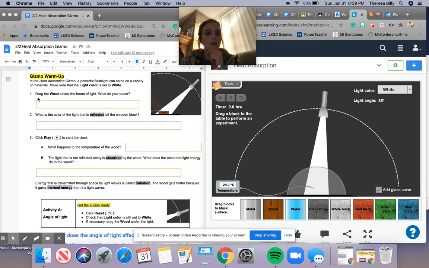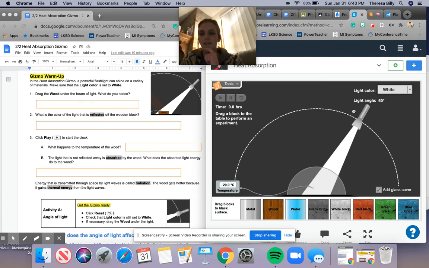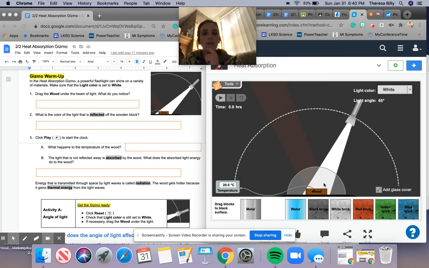Okay. So the gizmo warm-up. Step number 1, drag the wood underneath the beam of light and take a look at what happens when that light hits the wood. What you're looking for is, is all of the light absorbed by the wood, or is some of the light reflected, meaning does it bounce off of the wood? So you're going to look for if there's a color change here that would suggest light is being reflected off.